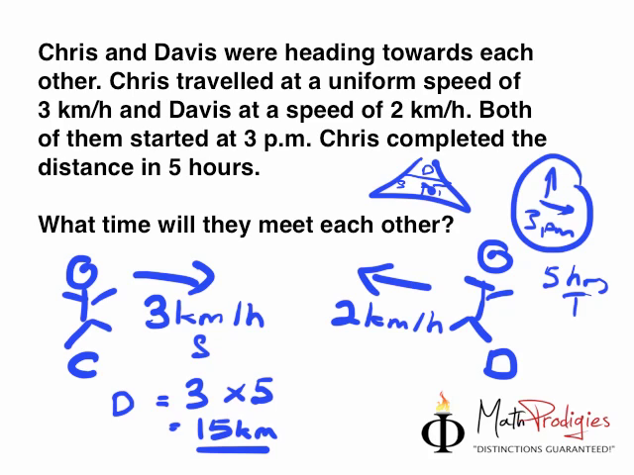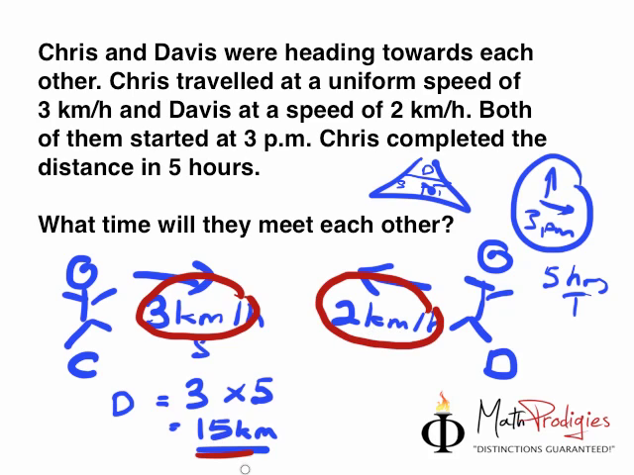Now, the only thing we need to understand is how do we find out what time they will meet each other? For this kind of question, it's very simple. All you have to do is add the two speeds up, and then divide the distance by them. Okay, it's very simple. Distance divided by the two speeds together. So 3 plus 2 gives you what? 5 kilometers per hour. And when will they meet? The distance is 15 kilometers divided by 5. So they will meet in exactly 3 hours.